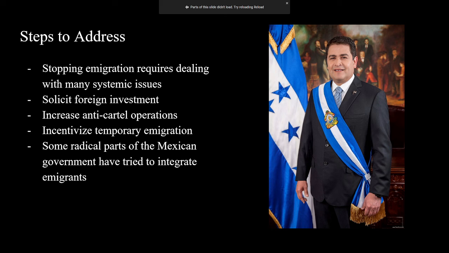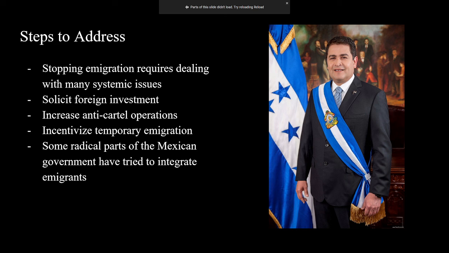Of course, increasing anti-cartel operations, possibly in conjunction with other nations, is another great way to quell immigration when you can stabilize the land. People are less incentivized to leave. Incentivizing temporary immigration is also good. Basically, you have these people coming back eventually, rather than just staying in the countries that they're working at.